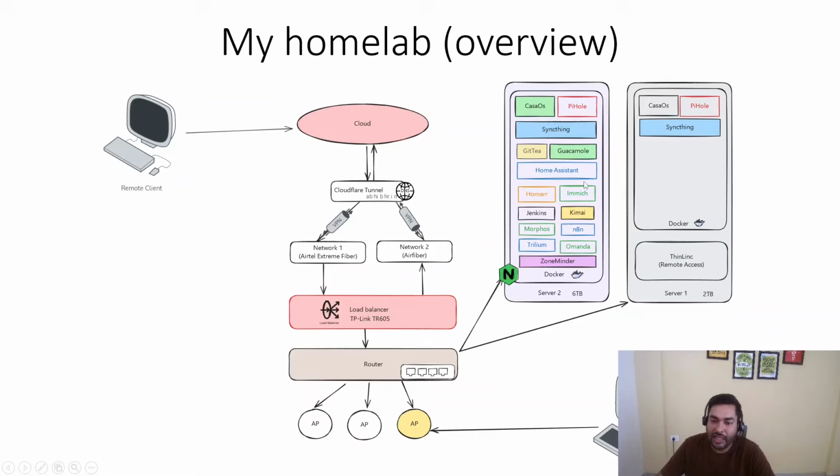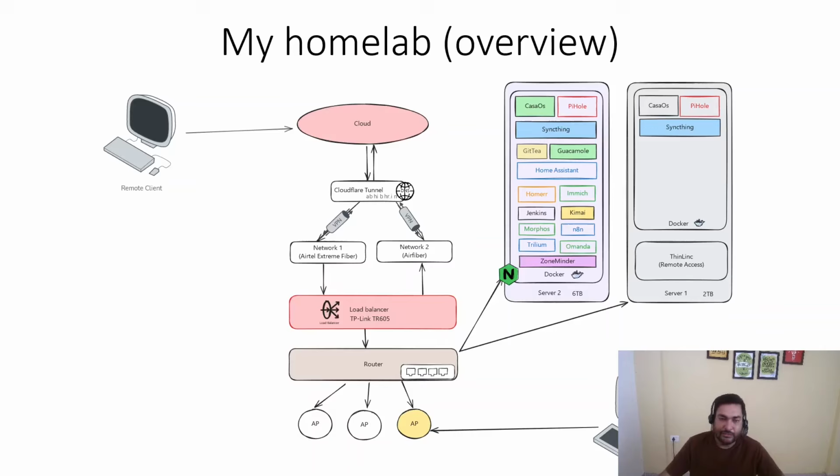The router is then connected to the two servers which I have. The first server has everything which is Docker related, so all the applications go here. There is also a 6 TB attached storage with it, so whatever I store, the files and everything, goes here. This is my primary experimentation server.